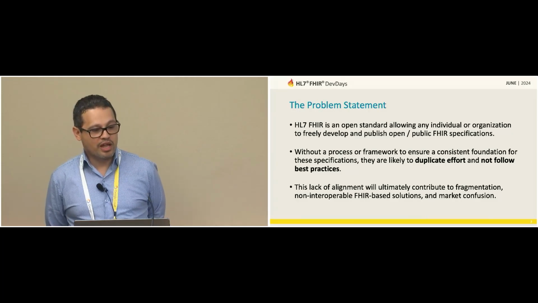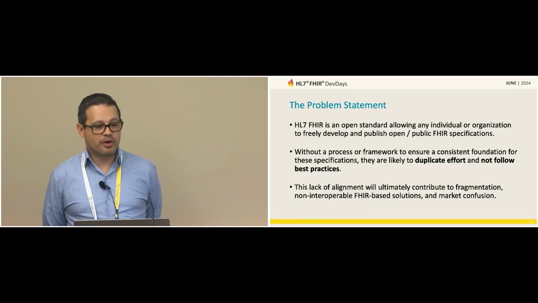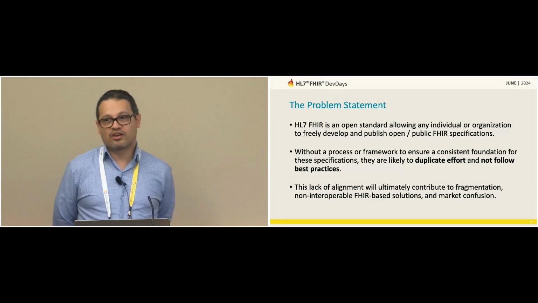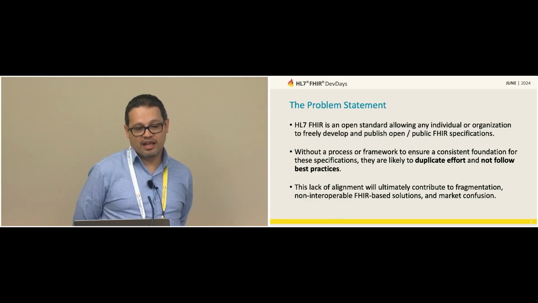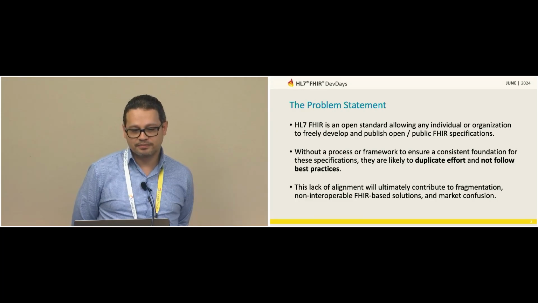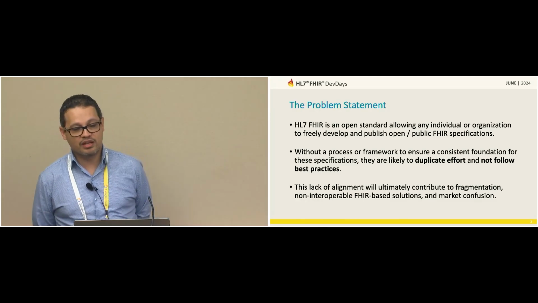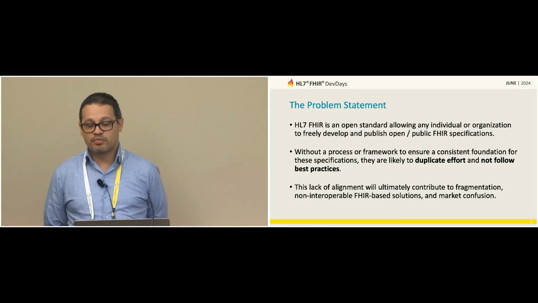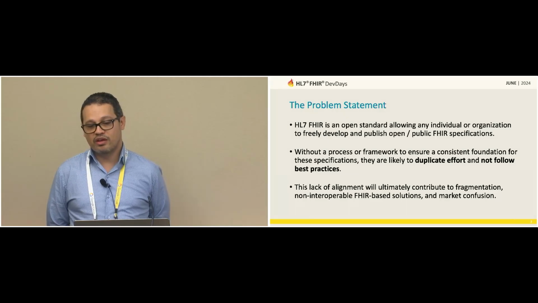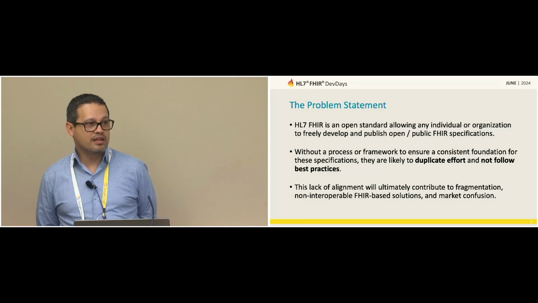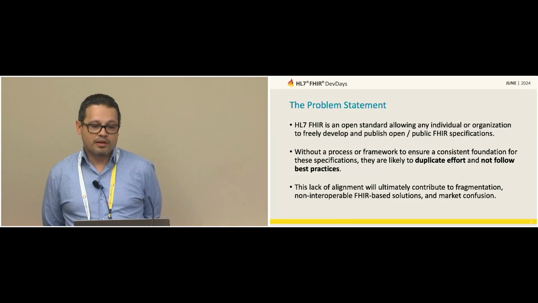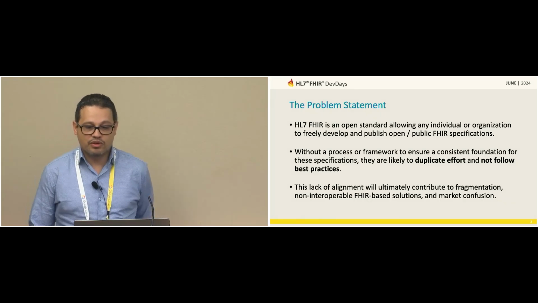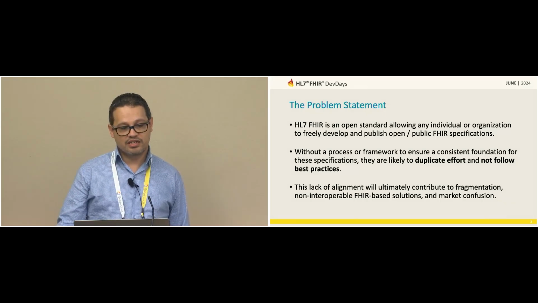However, a few years ago Graham recognized that unless we had a process or framework to ensure that we had a consistent foundation for these specifications, they were very likely to duplicate effort and not follow best practices. Some examples of that sort of thing would obviously be defining extensions or profiles or terminology artifacts where there are existing and fit-for-purpose ones which already exist and should be reused, adopting ill-defined versioning schemes and policies, or not making it easy for the community to contribute or raise concerns with the specifications.